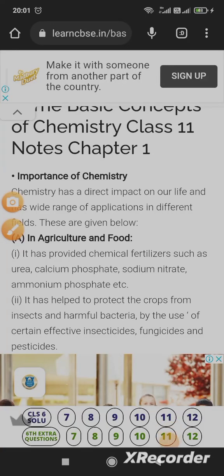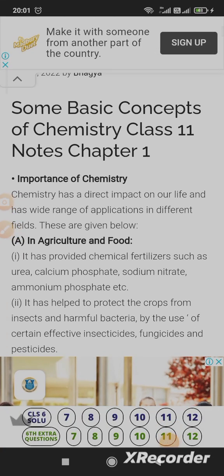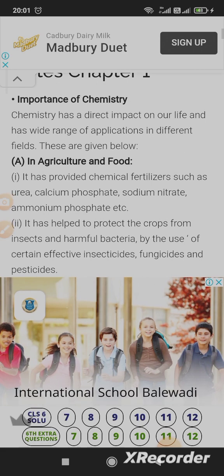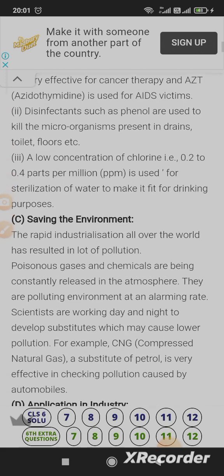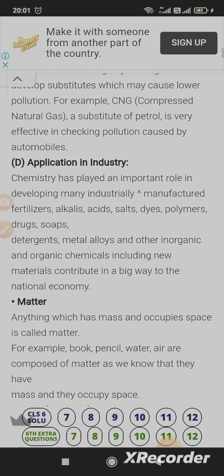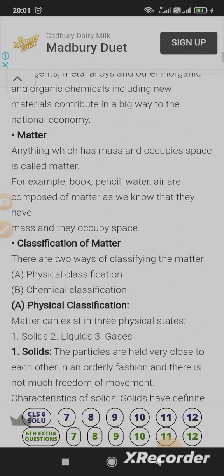Some basic concepts of chemistry, chapter 1 revision. Importance of chemistry. Just read it: in agriculture and food, in health and sanitation, saving the environment, application in industry.